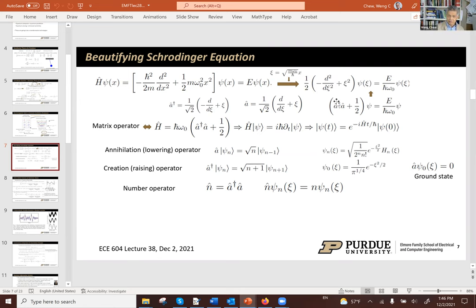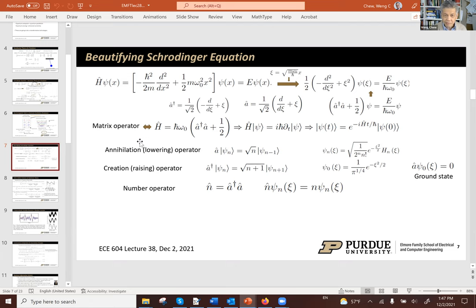You can factorize it to look like this, where your a dagger and a are these two definitions. You can back substitute very easily to show that if you substitute a dagger and a into this equation, you get back the previous equation. But this equation is a lot more compact and beautiful in the opinion of many people. This is called the creation operator, whereas this is called the annihilation operator.